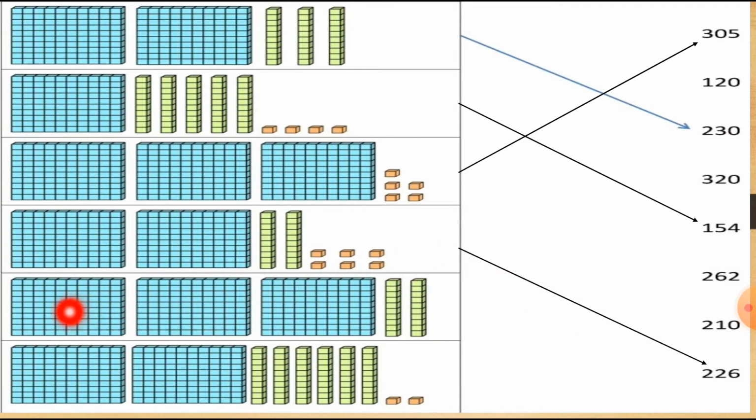Now let's move to this one. At the hundreds place 1, 2 and 3. So at the hundreds place 3 will come, and at the tens place 2 will come. There are no ones, so we will put 0 there. So this number is 320. So let's connect this with 320. You can see I connect with this 320 students.